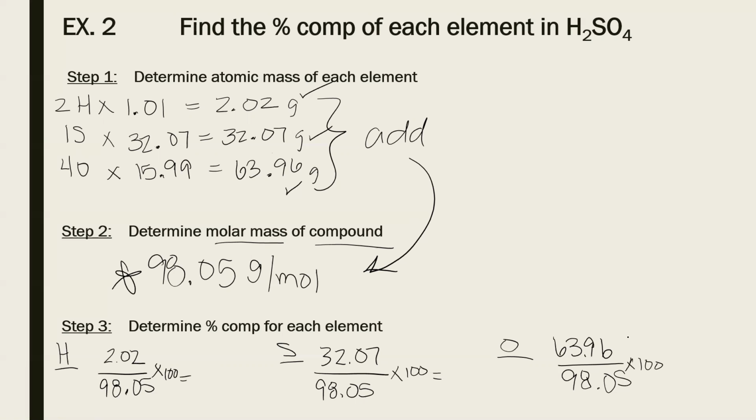Okay, so I get my percent composition for hydrogen is about 2.06%. I have my percent of sulfur being about 32.71%. And it would be helpful if you box these, especially if you're squishing it like I am. And I found my percent oxygen to be 65.23.